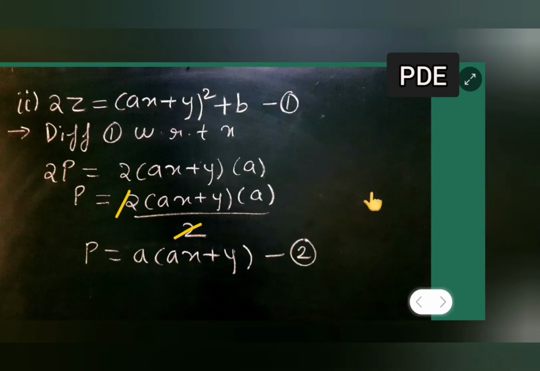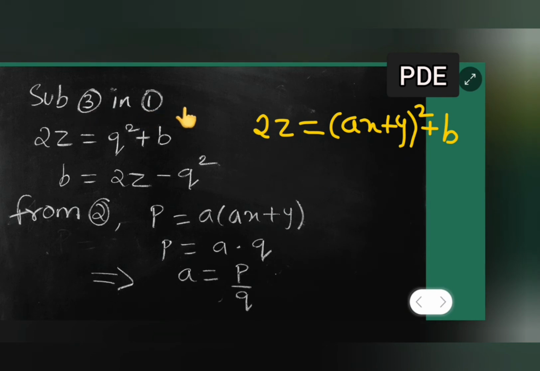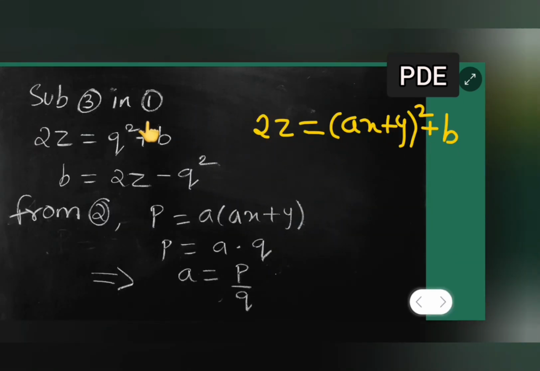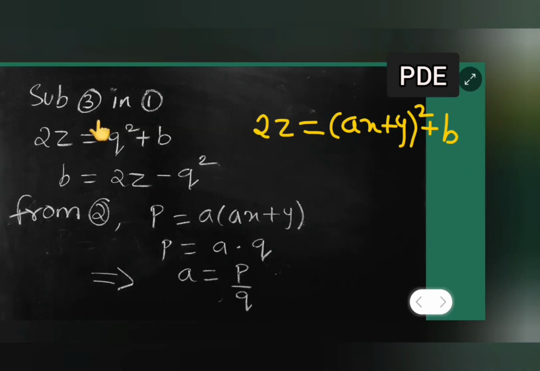So we have equations 1, 2 and 3. Substitute 3 in 1. So I have to substitute this 3 in this one. This I have written already. So what do I have to substitute? (ax plus y) in place of q. So (ax plus y) is nothing but q, but square is there, so put square, plus b as it is. 2z I have written as it is. So b, take it here. So b is equal to 2z minus q square. This q square I have taken to the other side, so minus q square.